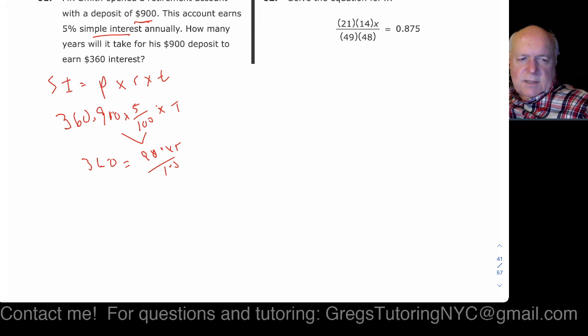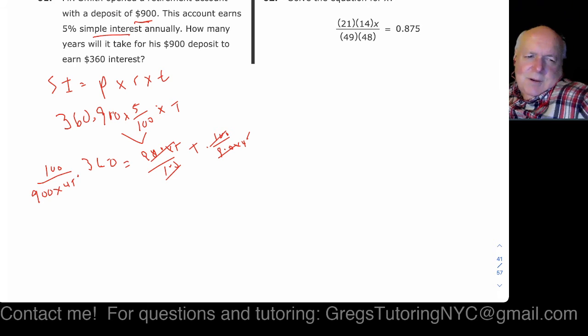Okay, and that's times t. So to solve for t, we basically need to multiply each side by 100 over 900 times 45. So we can do that and come over here. So we have 100 over 900 times 45. All right, this cancels that, that cancels that. So we have t on that side.